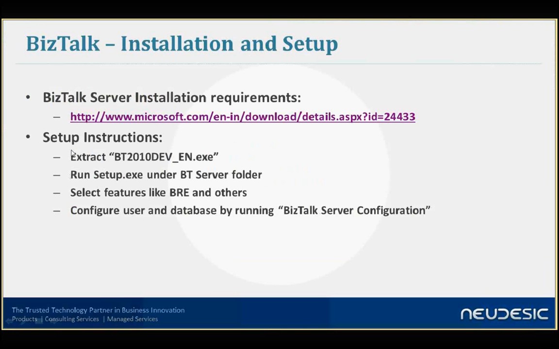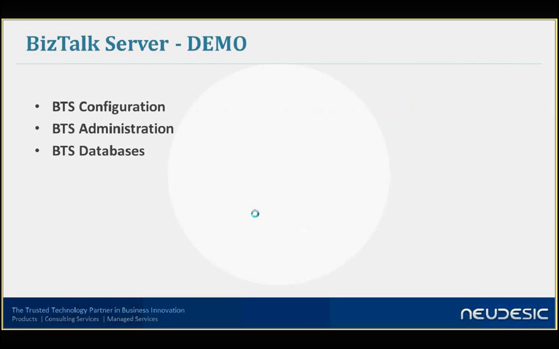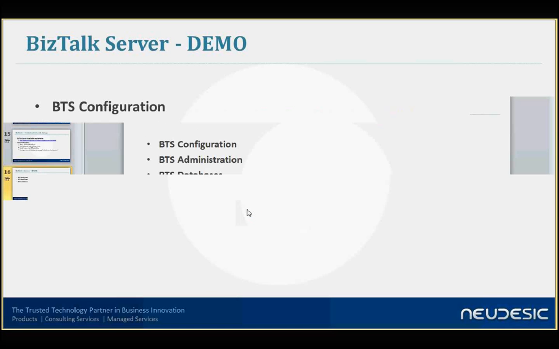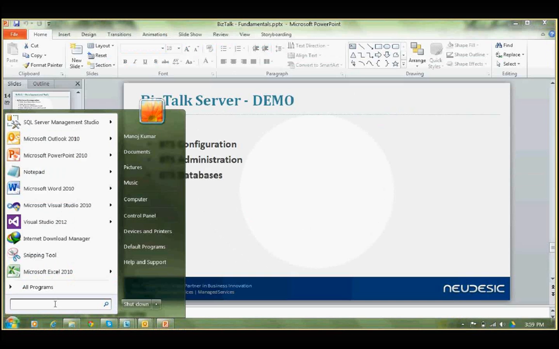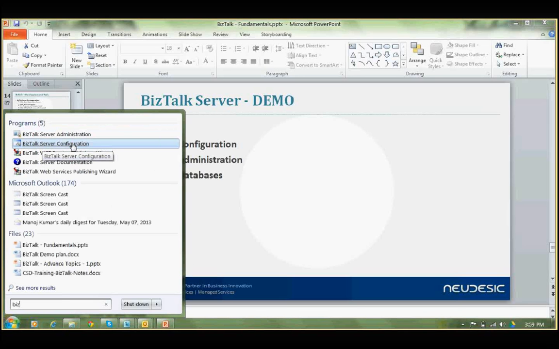To install it, download and extract the BT 2010 dev environment exe, run setup.exe under the BT server folder, select the features like BRE which are not selected, and then configure user and database by running BizTalk Server configuration. I will show you BizTalk Server configuration in some time. Let's go through a little overview of what BizTalk is, what BizTalk configuration and administration are, and what databases it creates when you install and configure BizTalk. Once you install BizTalk, you first need to run BizTalk Server configuration.